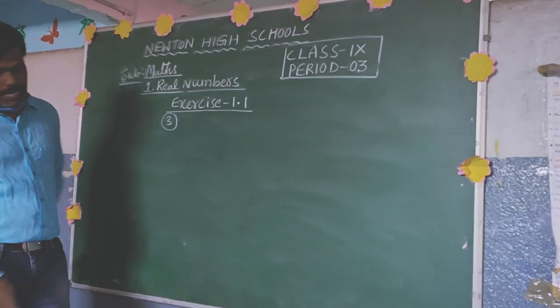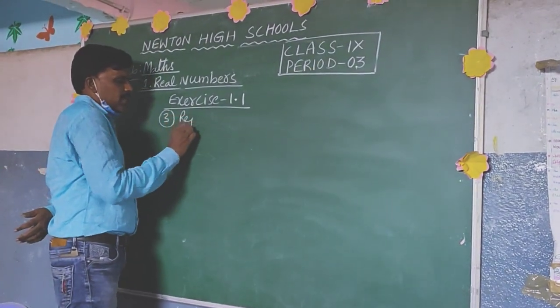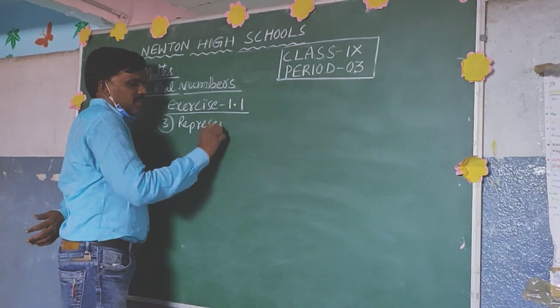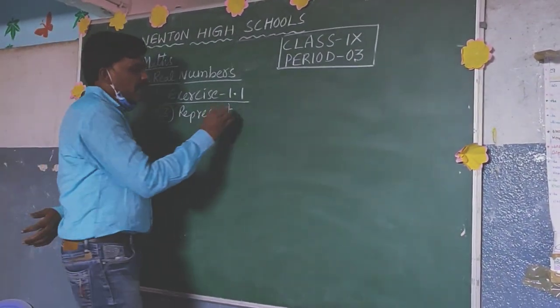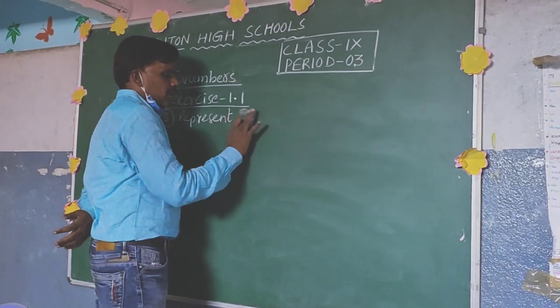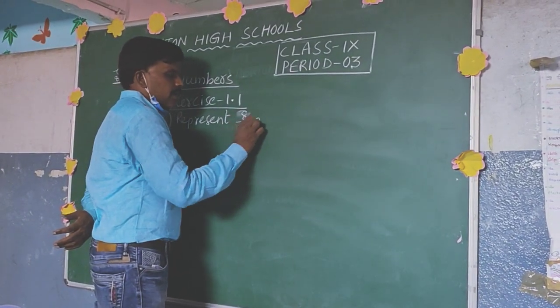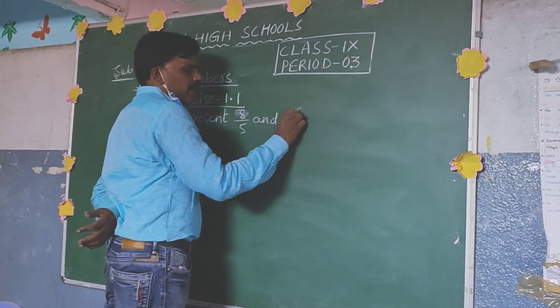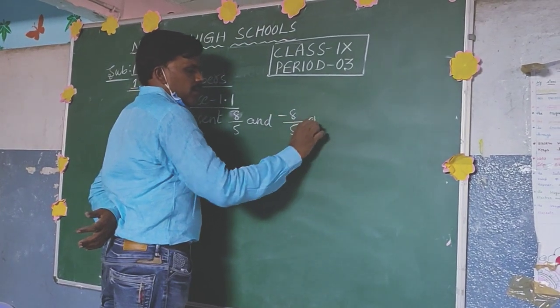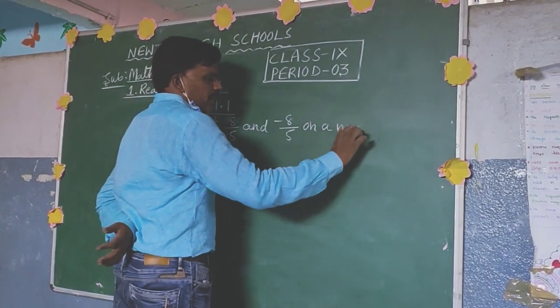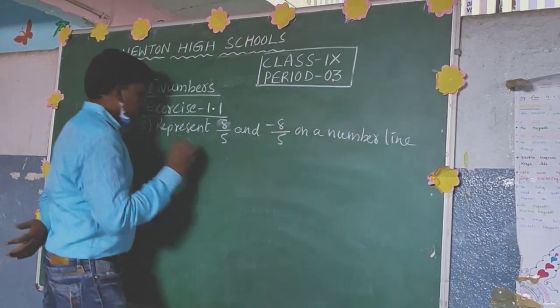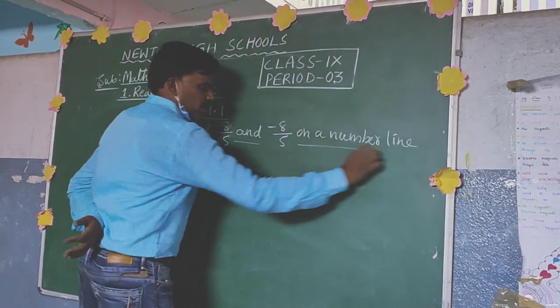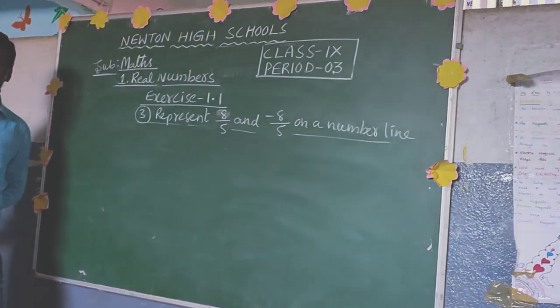Third one, what is the third bit? Represent 8 by 5 and minus 8 by 5 on a number line. If you know very well how to represent rational numbers, we already discussed it in the first class.